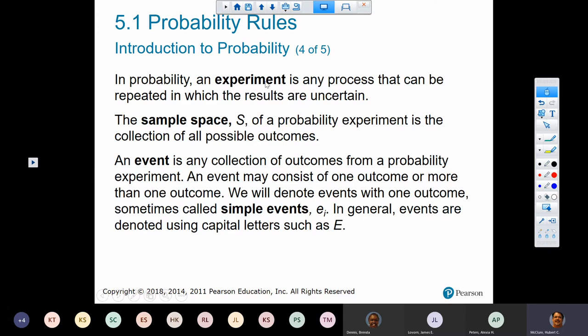All right. An experiment. What is an experiment? We already talked about that. That's where you actually have control of the situation, or you put something into the observation. Sample space. A good example of sample space would be an event: having two children. What is the sample space of having two children?